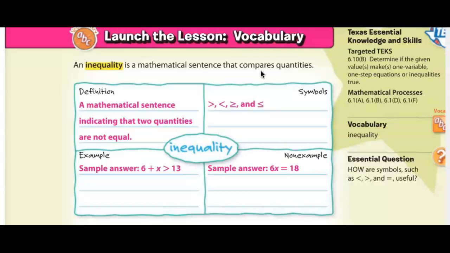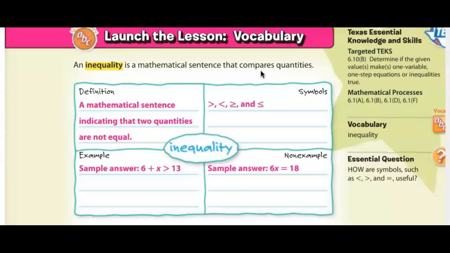All right, that being said, this first part, I just need you to write down what's on the screen. An inequality is a mathematical sentence that compares quantities. The definition of an inequality is a mathematical sentence indicating that two quantities are not equal.